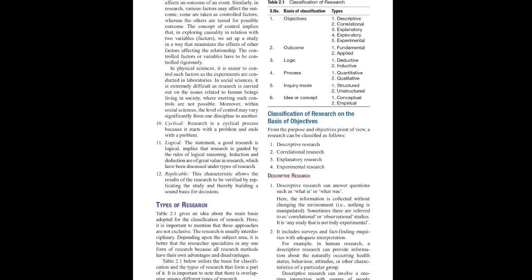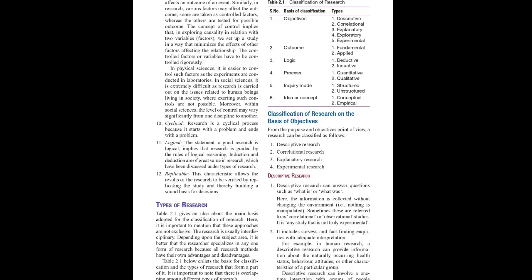Classification of research on the basis of objectives. From the purpose and objectives point of view, a research can be classified as follows. 1. Descriptive research, 2. Correlational research, 3. Explanatory research, 4. Experimental research. Descriptive research. 1. Descriptive research can answer questions such as, what is or what was. Here, the information is collected without changing the environment, i.e., nothing is manipulated. Sometimes these are referred to as correlational or observational studies. It is any study that is not truly experimental. 2. It includes surveys and fact-finding inquiries with adequate interpretation.